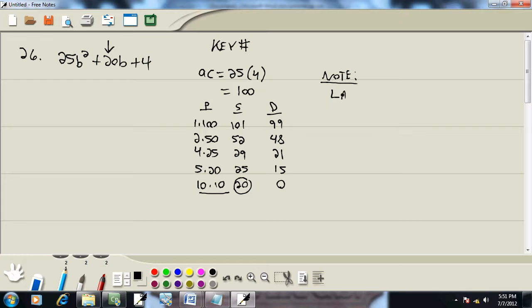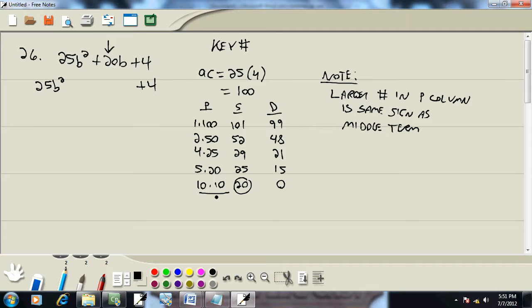We have a note that says your larger number in the P column is the same sign as the middle term. And what we're going to do is rewrite our middle term using those 2 numbers. Well, we've got 10 and 10. There is no larger number. They're both 10. So you just pick one of the 10s. It's going to be the same sign as the middle term. Middle term is positive. So I've got a plus 10b.